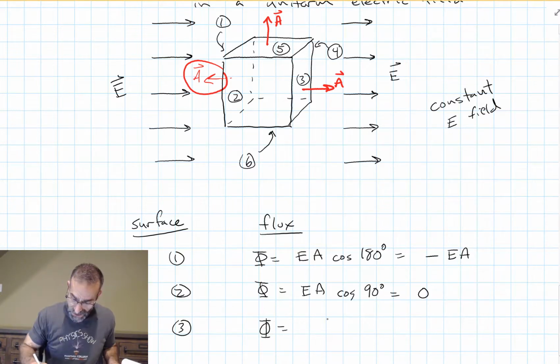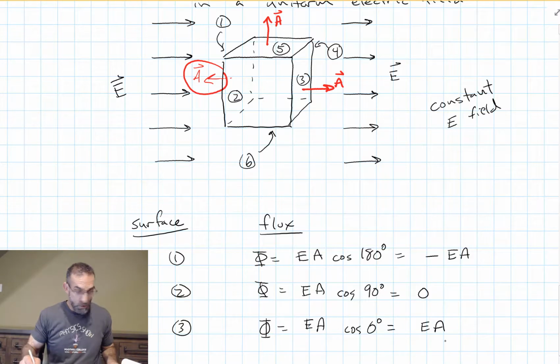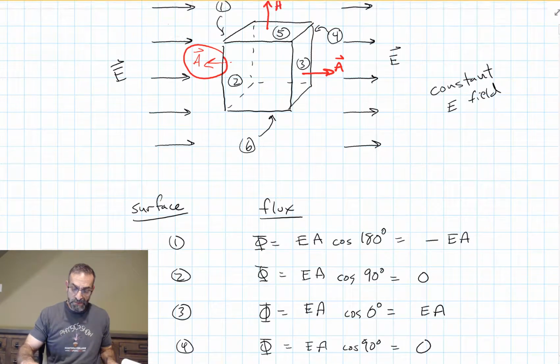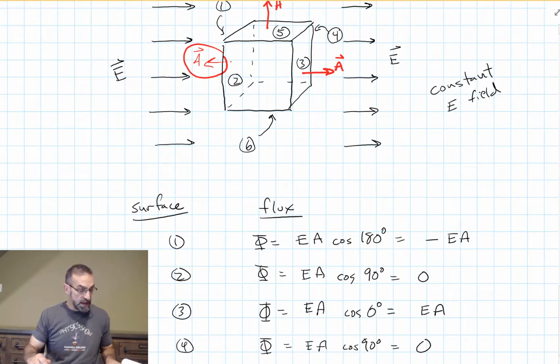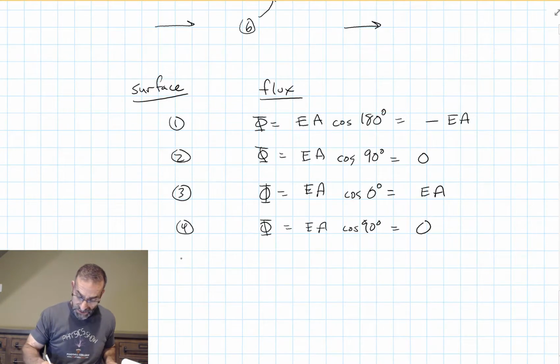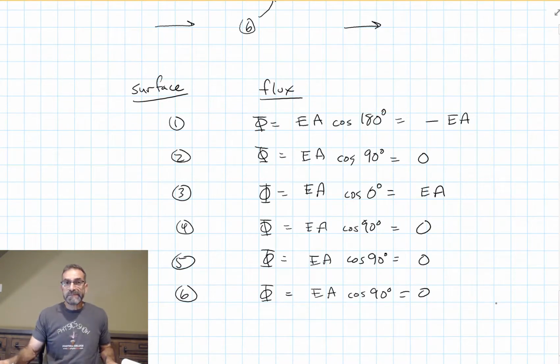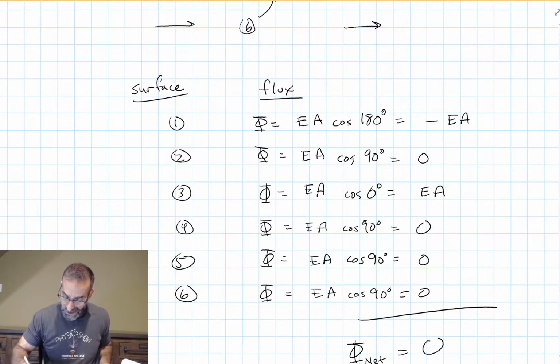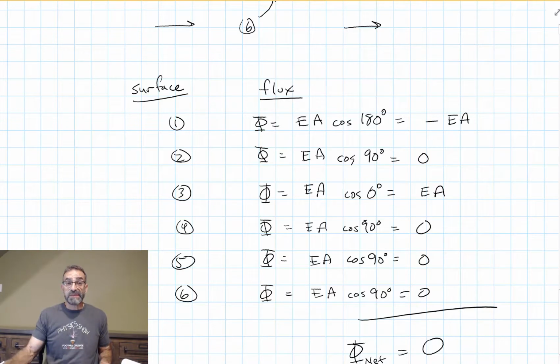For surface 3, we're going to have E times A times the cosine of 0 degrees. For surface 4, EA cosine 90 degrees is 0. And for surfaces 5 and 6, we also get that. Now, how about the net flux? Let's add it all up and see what we get. The net flux turns out to be 0.